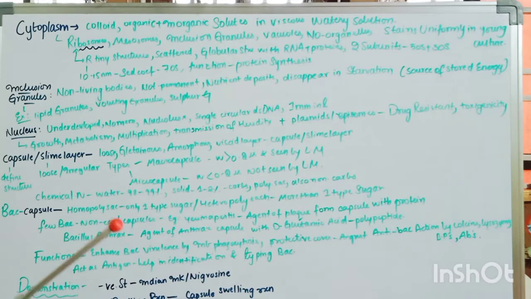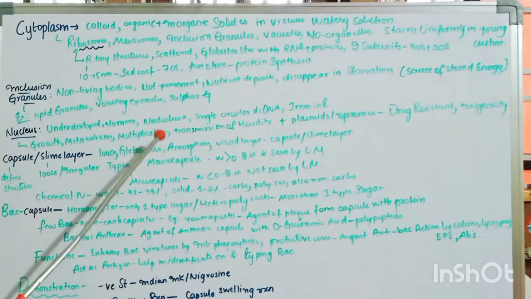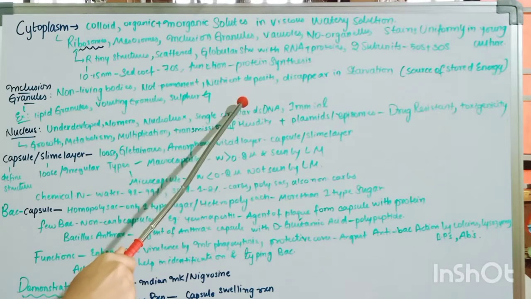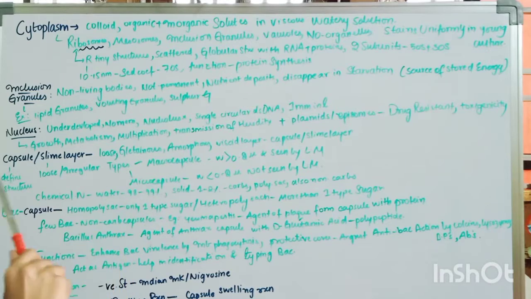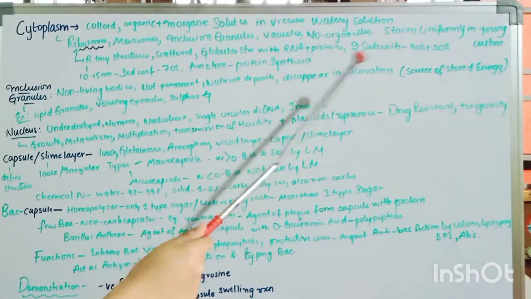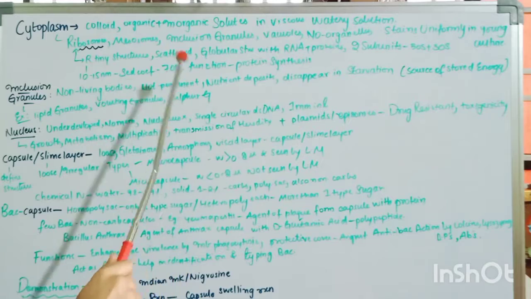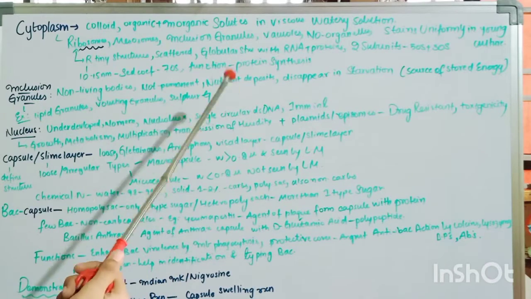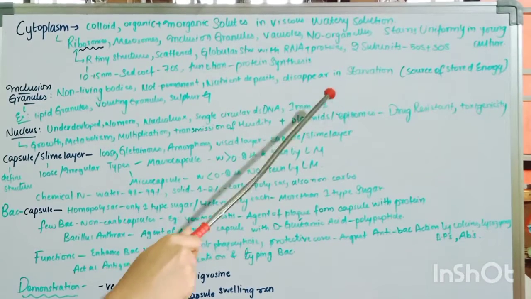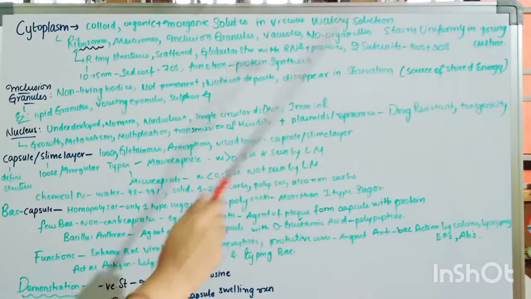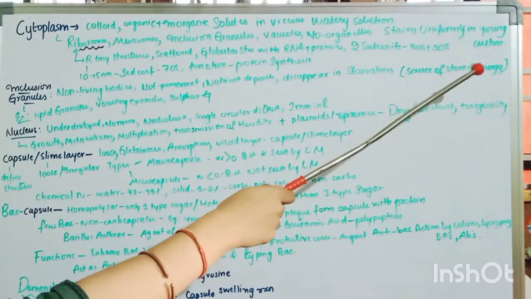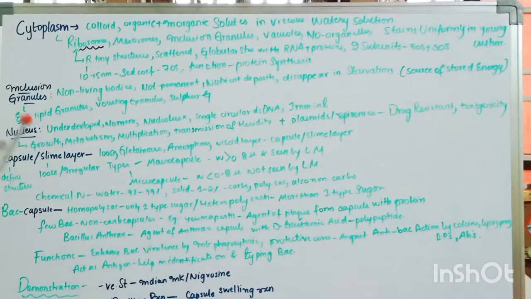And next, inclusion granules. They are non-living bodies. They are not permanent; they are just nutrient deposits which disappear in starvation, because only when there is extra energy are they stored as extra nutritional granules. So they disappear in starvation. These inclusion granules are the source of stored energy. Examples are lipid granules, volutin granules and sulfur granules.